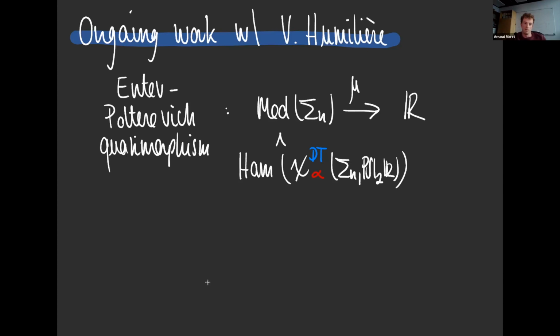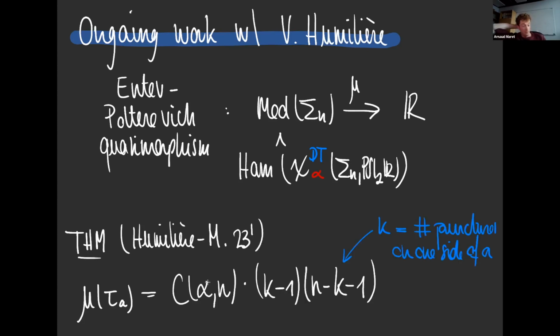But what we've been able to do so far is compute the value on Dehn twists. I explained to you before that a Dehn twist can be seen as somehow the flow of the angle function. And what our computation shows, so I spare you all the integrals here, is that the value of the quasimorphism on a Dehn twist is some constant that depends on the angle alpha that I have fixed and n, the number of punctures, times this quantity, which is (k minus 1) times (n minus k minus 1), where k is the number of punctures on one side of the curve A.